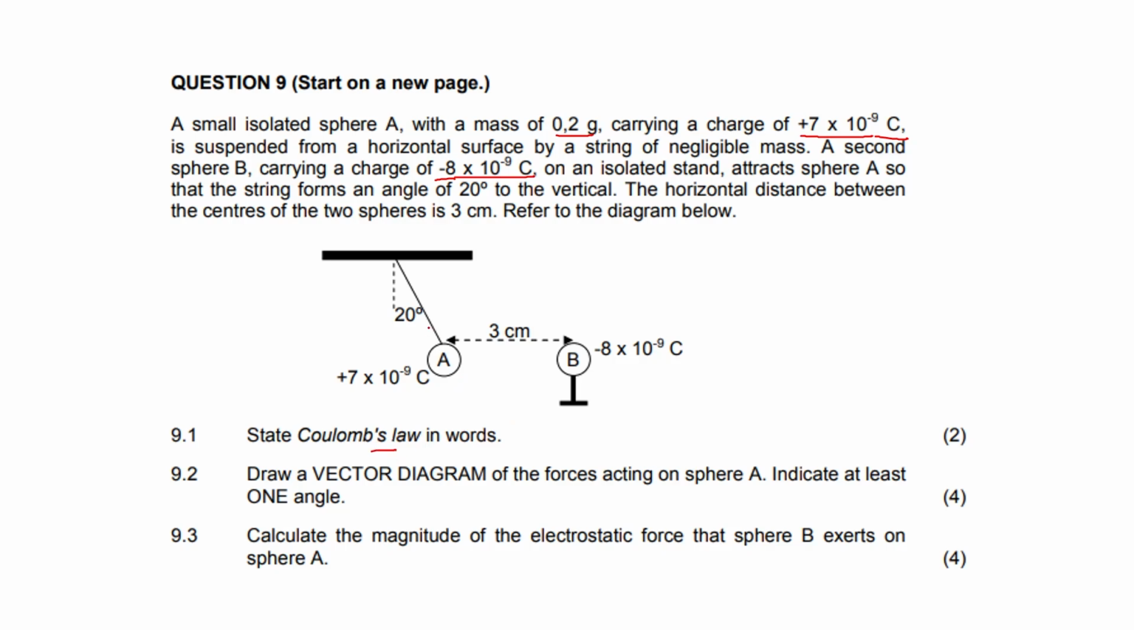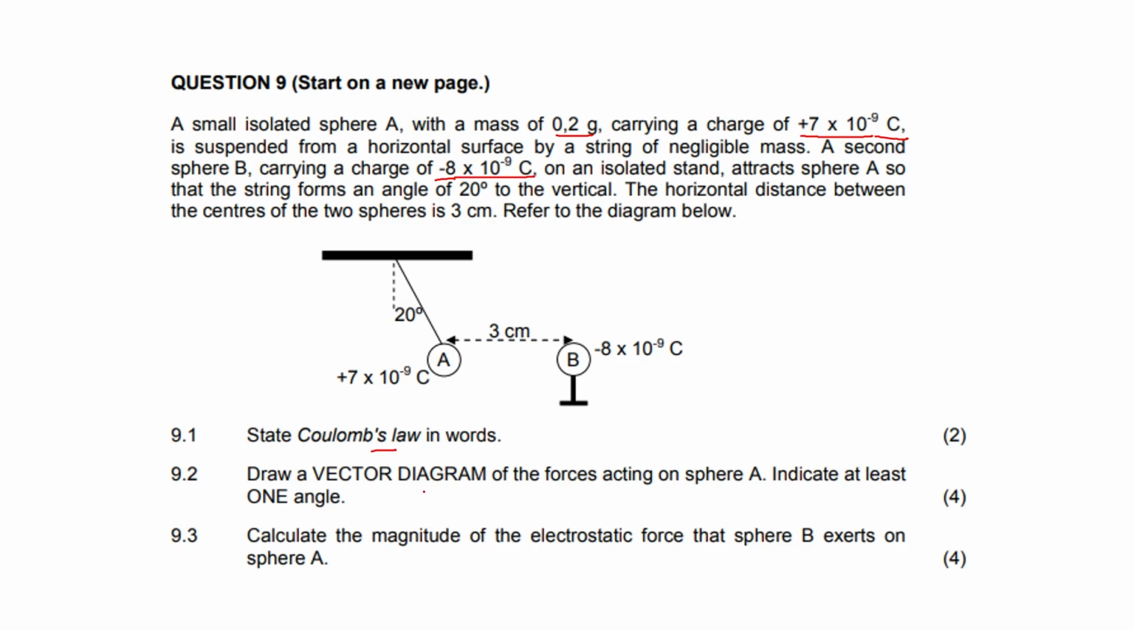Coulomb's law: the magnitude of the electrostatic force exerted by two point charges on each other is directly proportional to the product of the magnitudes of the charges and inversely proportional to the square of the distance between them.